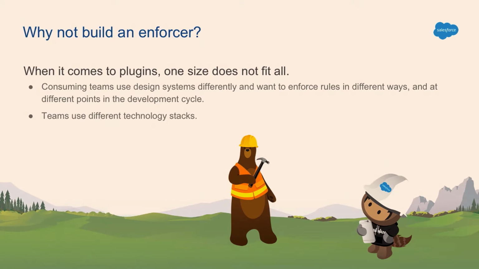And this is because that one plugin didn't fit into every particular developer workflow. So different teams use design systems differently. And they want to enforce rules in different ways and at different points in that development lifecycle. And different teams use different technology stacks. So we can't force it. We couldn't build an enforcer and require people to use it. It just wasn't flexible enough for all use cases. So instead, we developed this approach where we're meeting developers where they are, tapping into their workflow.